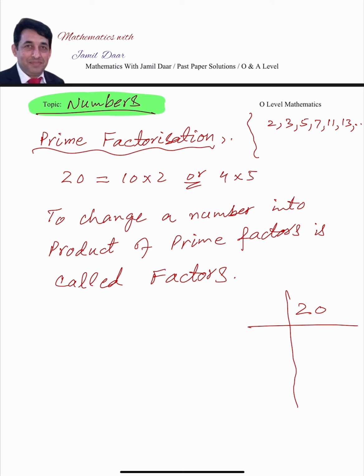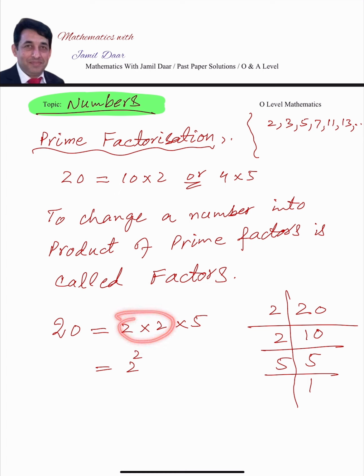We'll start dividing by the first prime number. 2 is the first prime number. Is it divisible by 2? Yes. 2 tens are 20, 2 fives are 10, and then 5 ones are 5. So writing, 20 is equal to 2 into 2 into 5, and 2 is repeating 2 times, so we can write it as 2 raised to the power of 2, into 5. That is called the prime factorization of 20.